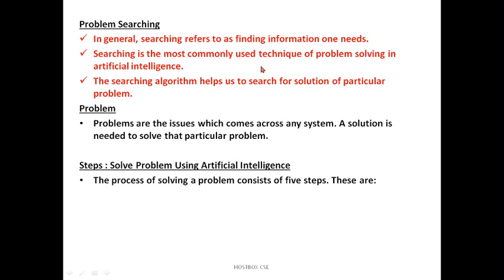So if you have a particular problem you want to solve, you can get the solution with the help of a searching algorithm in the problem searching part. Here, problems are the issues which come across any system, and a solution is needed to solve that particular problem.